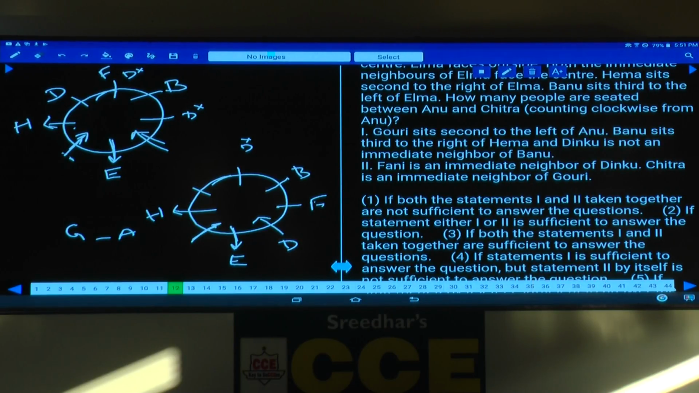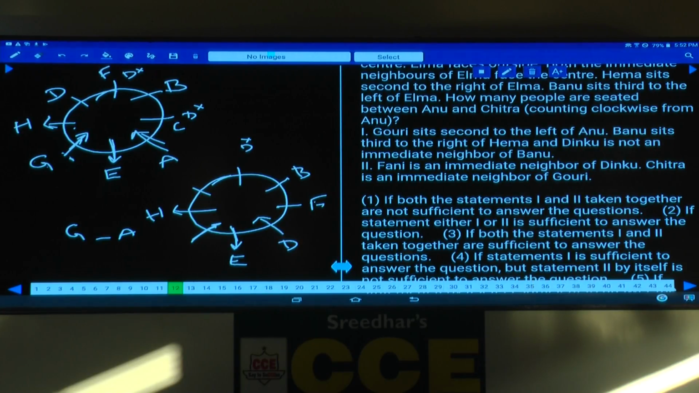Now one more piece of information. What is that information here? B sits third to the right of H. G sits second to the left of A. Now can A be at this place? If A is here, G must be in the place of D, which is not possible. Hence, A must be at this place, and G sits second to the left of A. Then who is the person left over? One more person. Who is that? C is the person left over.